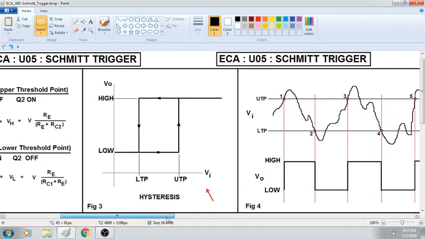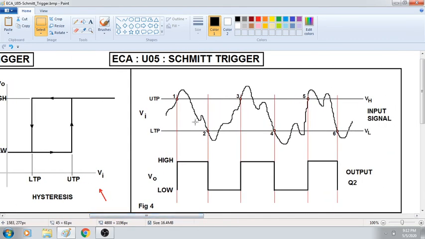Now we will take a practical waveform, something like this, and try to understand what will be the output. Okay. Now let us assume this is the input waveform. How is the input changing? It can change randomly, something like this. Okay. Now for the Schmitt trigger circuit, the upper threshold point is kept here, some value, we call it upper threshold. This is the lower threshold point. This is the input signal. Okay. Now we will plot the output. Output means collector of Q2. What is the voltage at Q2? We will try to plot.